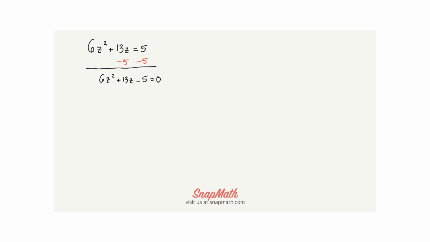So now we're going to factor, and I use this snowflake method. So I draw a little snowflake here, and then I put my a value here, so it'll be 6z and 6z. And then up on the top will be the a value, which is 6, times the c value, which is -5. So this will be a -30. And the bottom value will be 13, which is the b value.